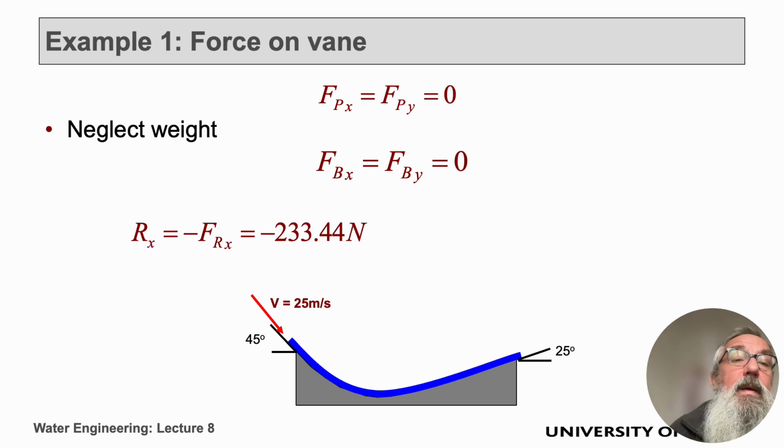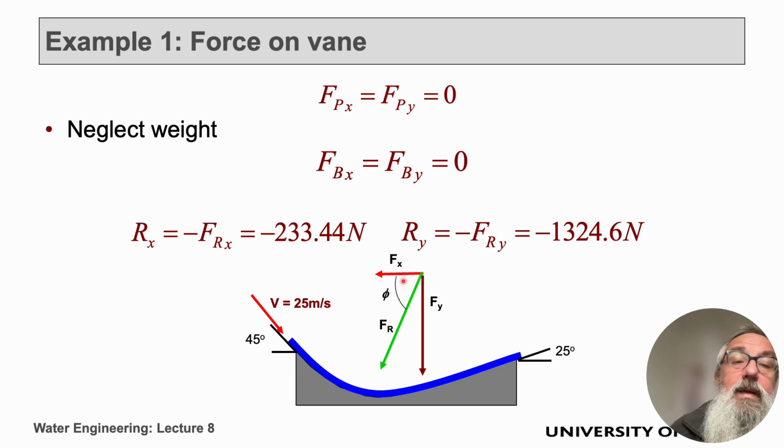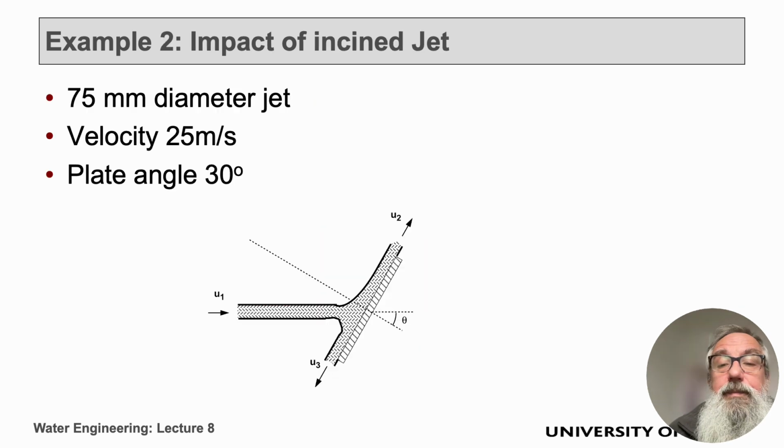No body force. Resultant force then in the x direction is minus 233 newtons, and in the y direction minus 1,325 newtons. I've drawn a force diagram so that it is in those directions of negative x, negative y, and we see that F due to the fluid is acting on this shape, on this blade. We get an angle of 80 degrees, tan to the minus 1 of Fy over Fx.